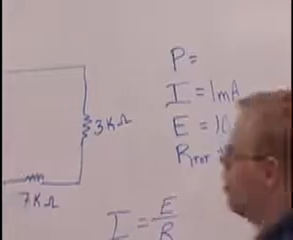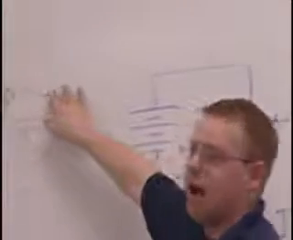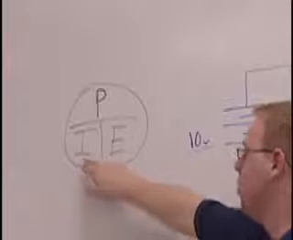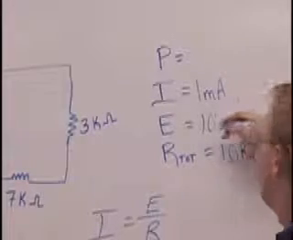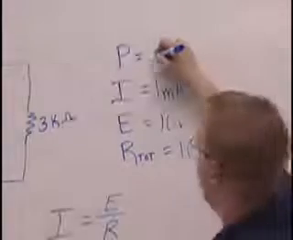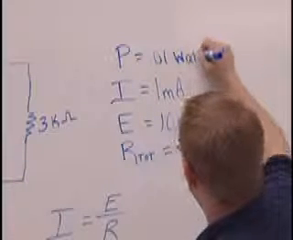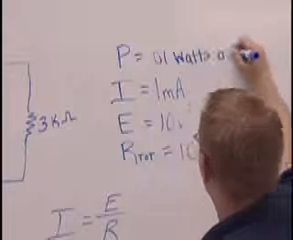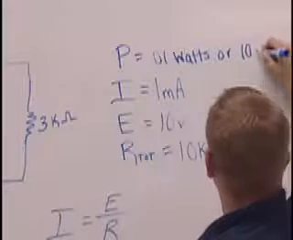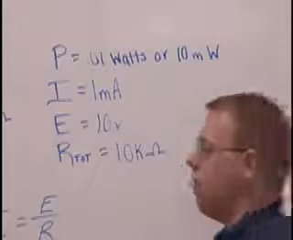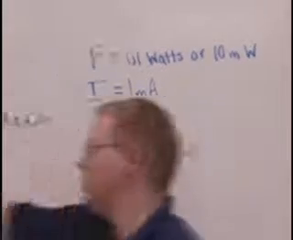The next thing that we're going to do is solve for power. Now, power is measured in watts. So we're going to multiply the current by the voltage to find the power. Power is equal to 1 milliamp times 10 volts, which is 0.01 watts. And that's how you successfully use the power pie chart to solve a schematic.